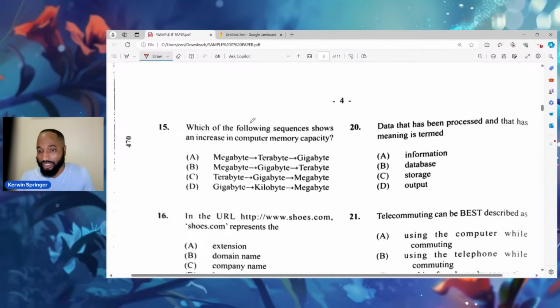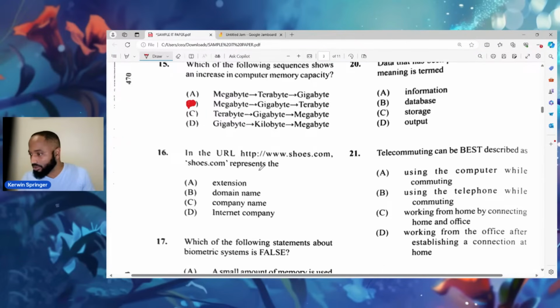Which of the following sequences shows an increase in computer memory capacity, mega to giga to tera. B. 15B. 16, in the URL, shoes.com represents, all right, what does shoes.com represent, people? Well, it could be the company name too. These two things look like they're stretching, so it's domain name. The domain name extension will be beyond the domain name.